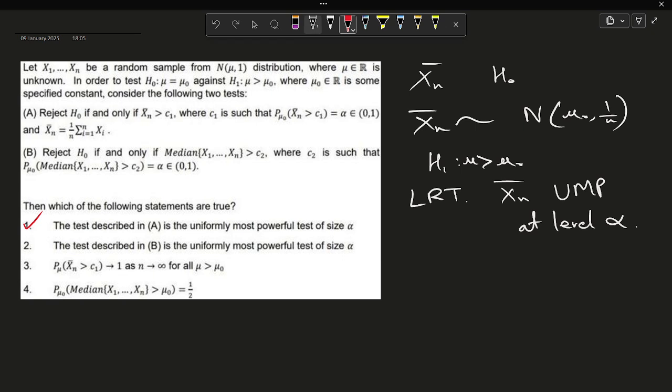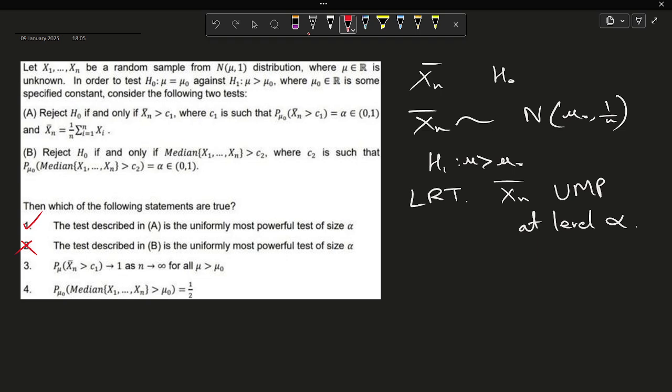Now we have to think about our option 2. It is telling us that the test based on the sample median is not sufficient for mu under the normal distribution. While the median is a robust statistic, it does not provide the most efficient test for the normal distribution compared to the sample mean. Therefore, our test B is not the uniformly most powerful test. So our option 2 will be cancelled out.